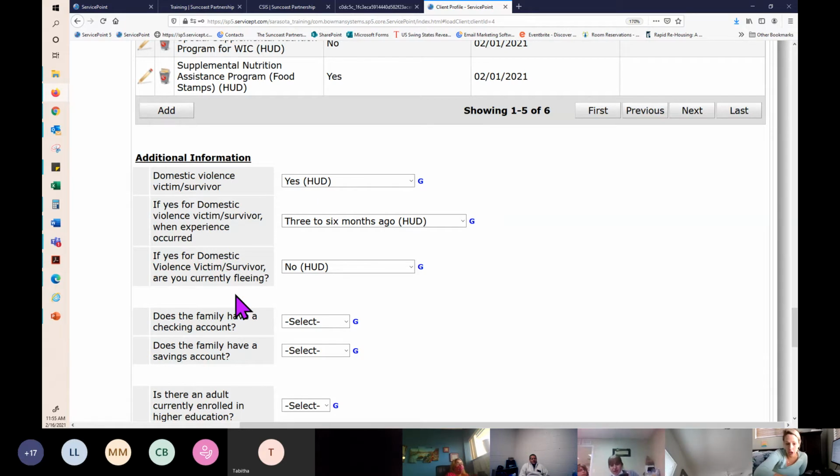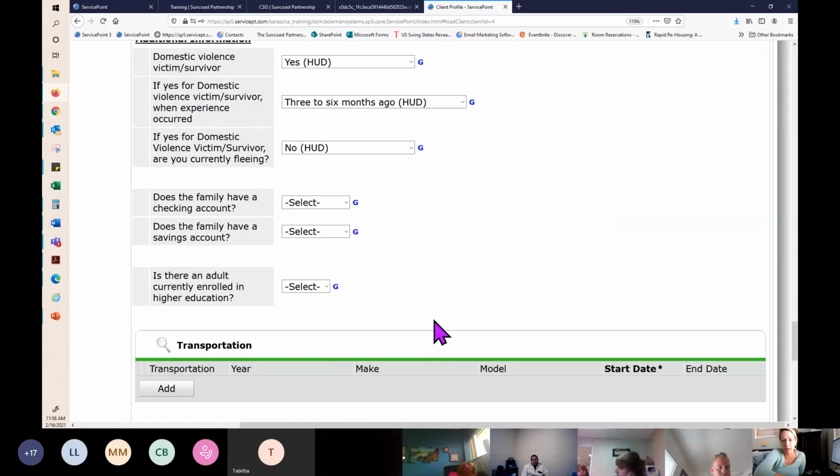It's a very basic question, just like these questions here that we're about to answer. These are specific to the Salvation Army Sarasota and them asking those questions. So other COC providers won't necessarily ask whether they have a checking account or whether they're enrolled in higher education or what their transportation is. They won't necessarily ask those questions, but this program wants to know so they can report to whomever is asking them to ask those questions.